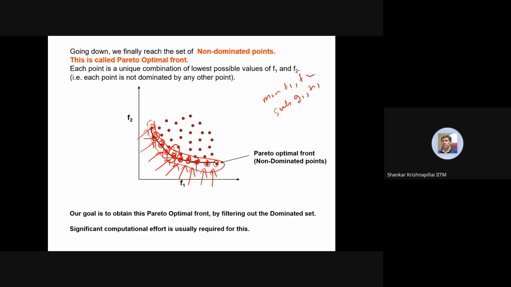Maybe you can choose this point if you want a moderate value of F1 and F2. You can choose this point if you want a small value of F1 and a large value of F2. So it is up to the user or engineer to pick any of these points. All these are solutions to this multi-objective problem.